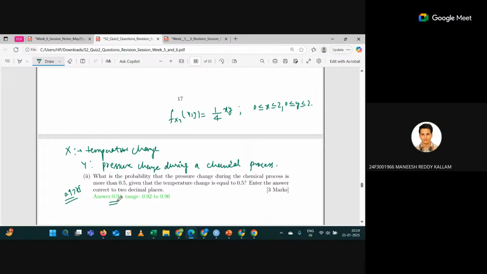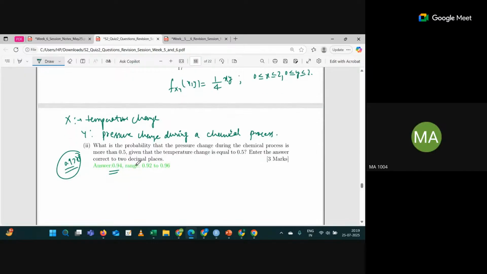Yes, sir. 0.9375 is the answer. What about others? So I got 15/16. Okay. Should I solve? Up to you, sir. It's clear. Okay, please solve it, sir, because we'll also have an idea.